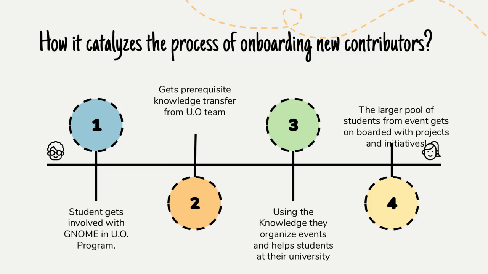Next, using this knowledge, they organize events and help students at their universities. So once the orientation of a new contributor is completed, then they'll organize events at their respective universities so that they can involve more and more number of students there. And next, a large pool of students from the events get onboarded with projects and initiatives. So the students who attend their talks and events will now be involved with our UO program, and they'll start again from step one.